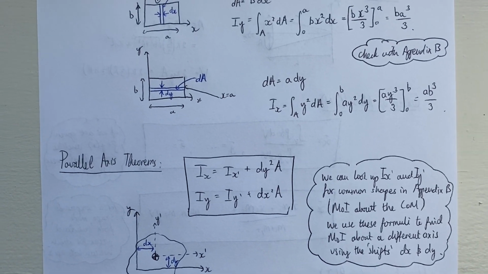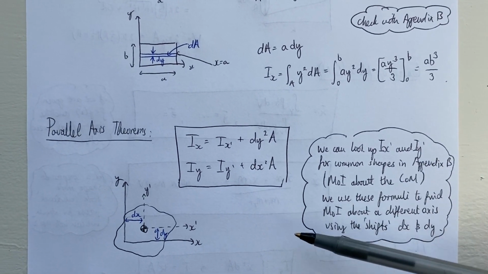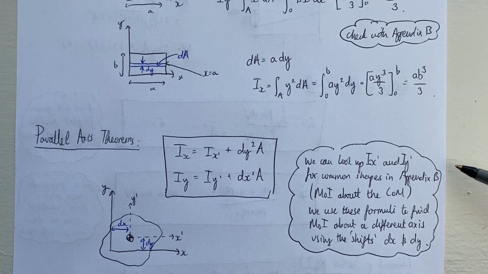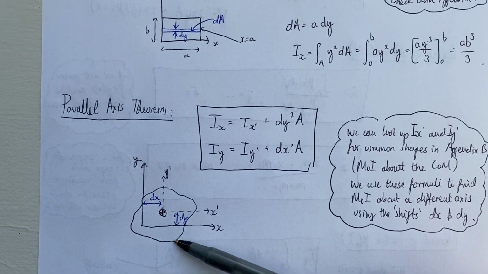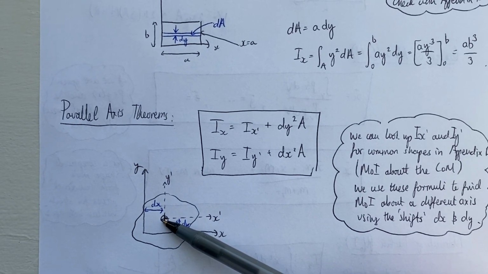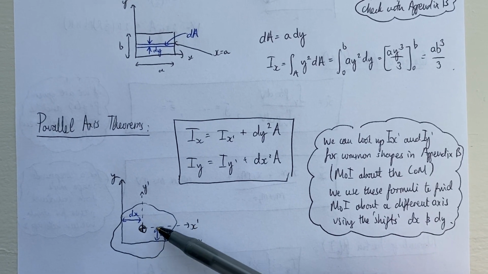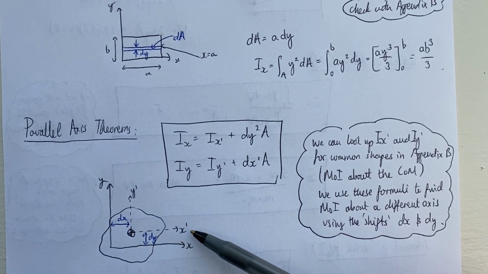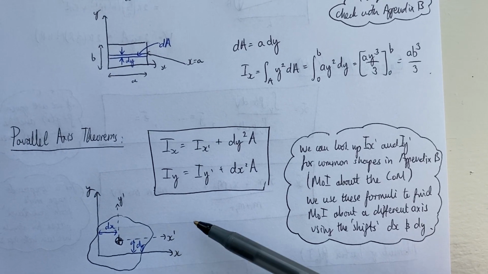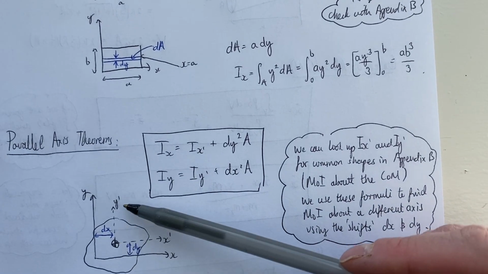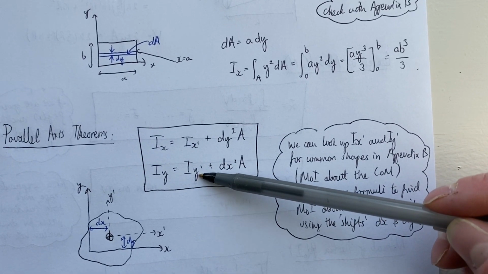So we can look up the moments of inertia of common shapes in the appendix about their center of mass. So let's just imagine that this blob is some common shape. In the appendix, we will be given the results for the moment of inertia about the center of mass. So we will be given the moment of inertia about x dash, I x dash, so this one, and I y dash, this one. So these will be given in the appendices of the textbook.